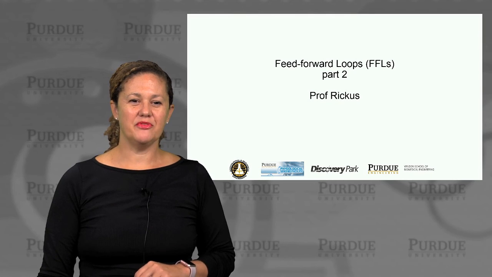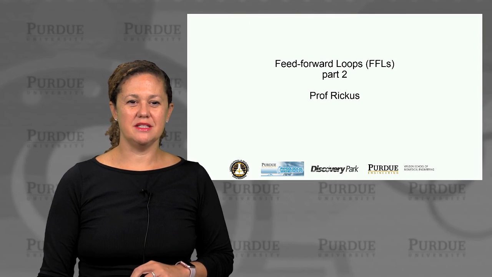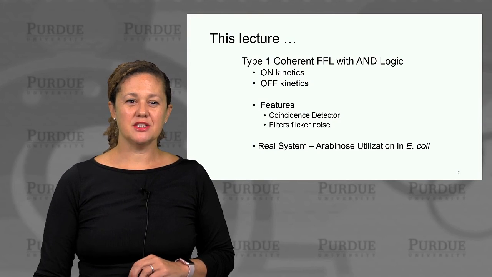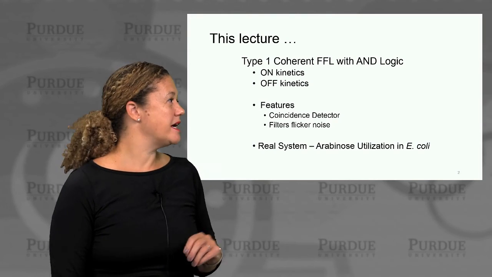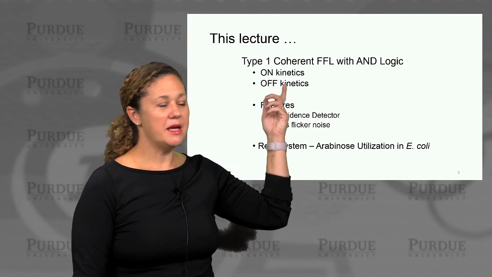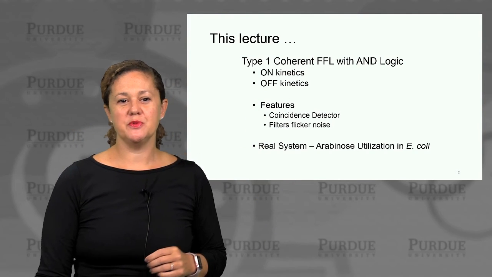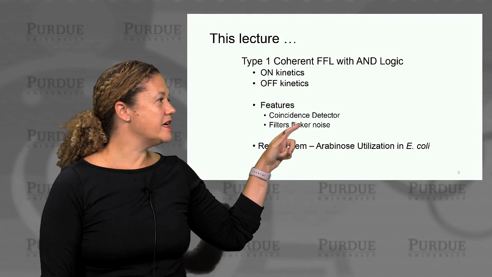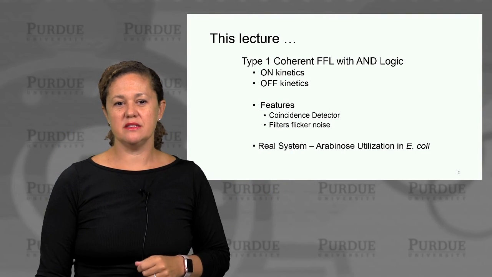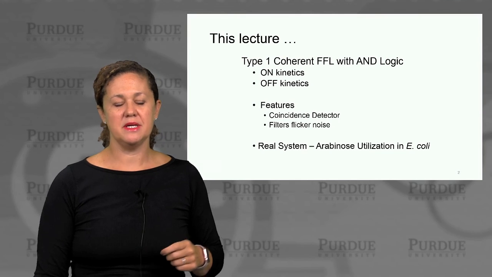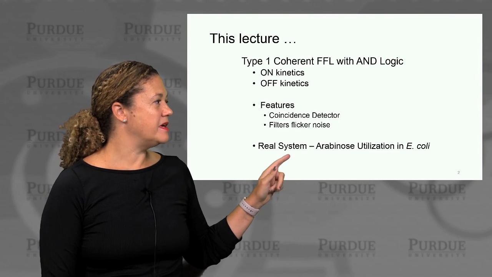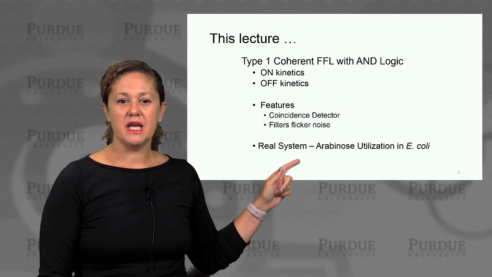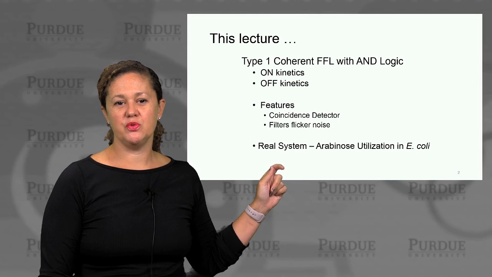Welcome back. I'm Professor Rickus. We're going to continue our discussion of feed-forward loops. In this lecture, we're going to look at a particular subtype of feed-forward loops, type 1 coherent feed-forward loops. We'll look at the behavior, both the on and off kinetics. We'll look at some of the features of why this is useful in a cellular system. And we'll take a look at an example of a real system and compare real behavior to what we predict from our models.